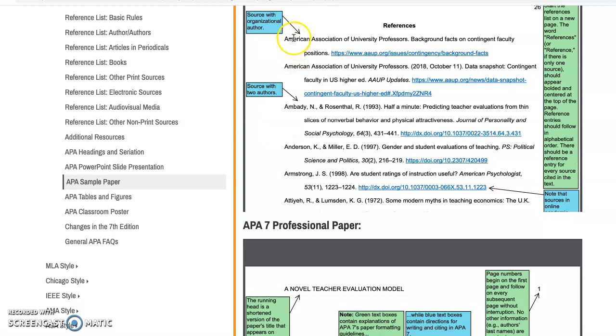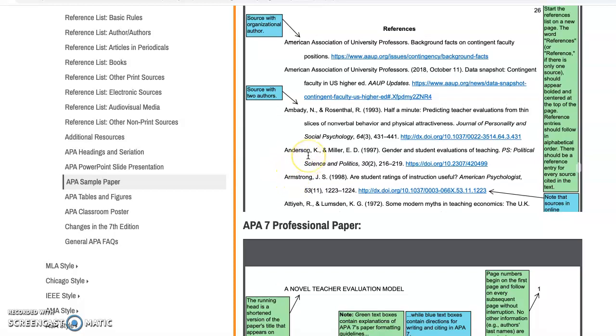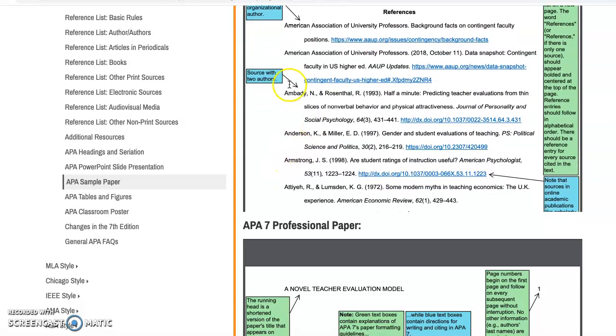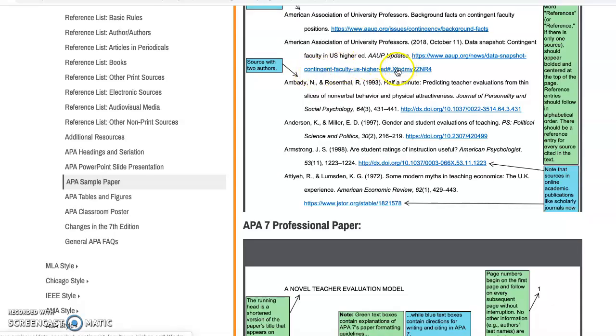You'll also notice here's an organization, here's a 2 author, there's probably a 1, here's a 1 author citation or source. So that's all important. The alphabetizing, etc. The inclusion of the web address is also important.